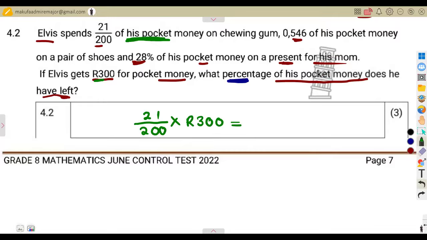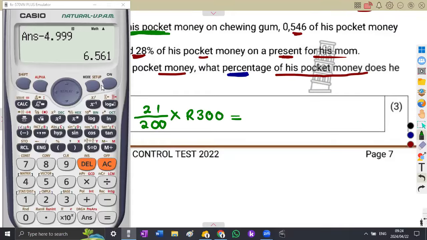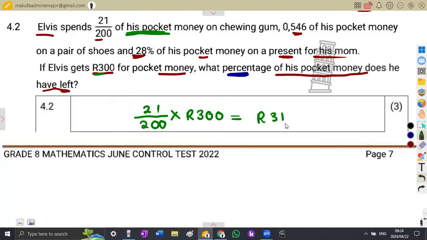All right, just to buy a chewing gum, it used 21/200 of the money, meaning to say it's 21/200 of that money times the money that he had. That is what it means. Of, that is times. So he used 31,5 Rand. So you used 31,5. But this is money, so you put another zero, another decimal place, to make 2 decimal places. So this is the first one that you used to buy the chewing gum. All right, that's for the chewing gum.